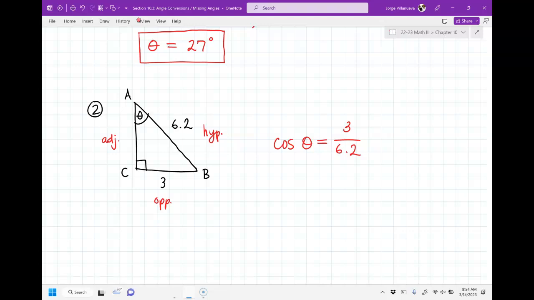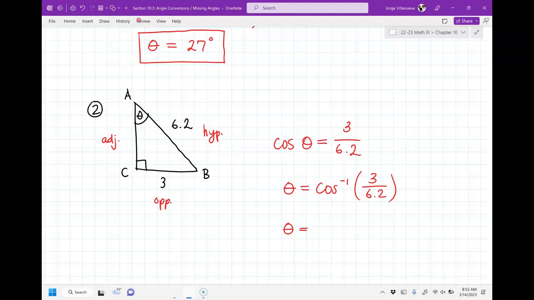Now that one I'm not going to be able to reduce easily. If it was 3 over 6, sure. If it was 3 over 6.3, sure, but not 6.2. So I'm going to solve for theta. So I'm just going to write theta equals cosine inverse of 3 over 6.2. And at this point, you're going to use your calculator again, right? So cosine inverse of 3 divided by 6.2, rounded to the nearest degree. Can someone tell me what it is?